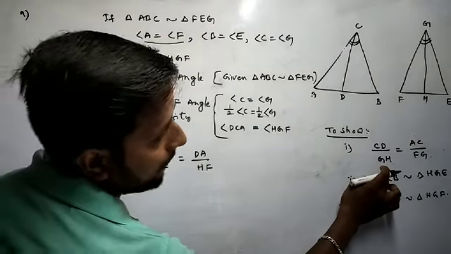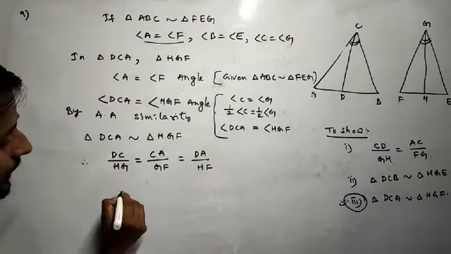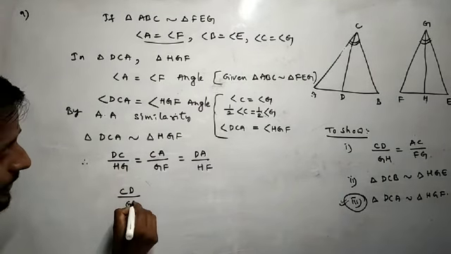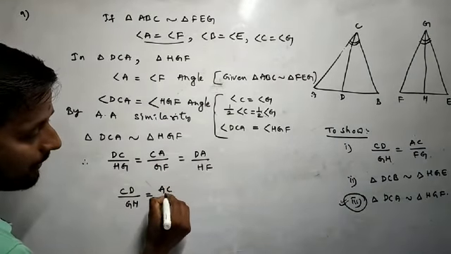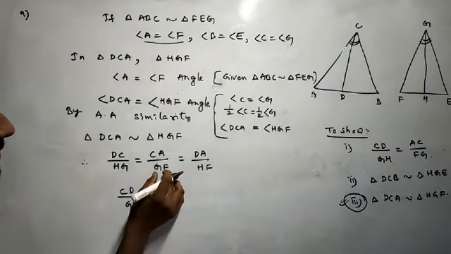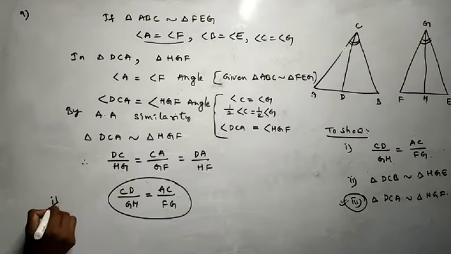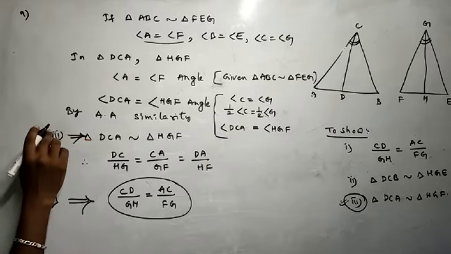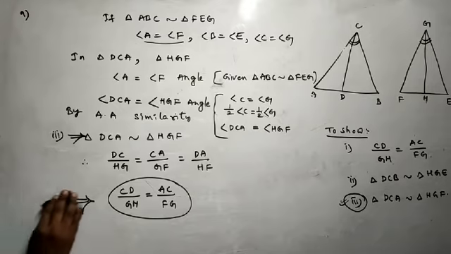The second one we have to prove. Look at the first: CD by GH, that is DC by HG, both are the same. Then CA by FG, that is GF. It is our first proof. First one proved, and third one also proved. So only the second one is left to prove. We'll go with the second one now.